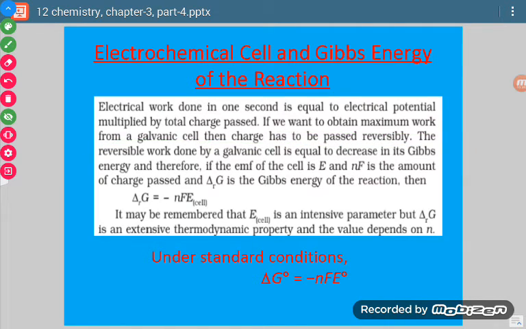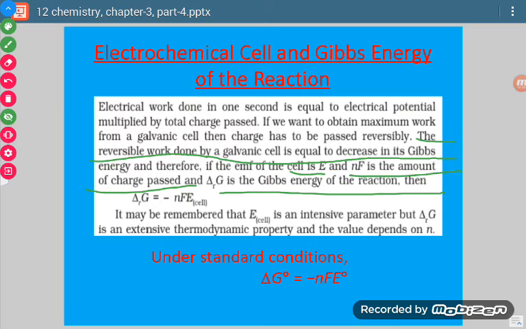The reversible work done by a galvanic cell is equal to the decrease in its Gibbs free energy. Therefore, if the EMF of the cell is E, nF is the amount of charge passed, and delta G is the Gibbs free energy of the reaction. So what is to be remembered?